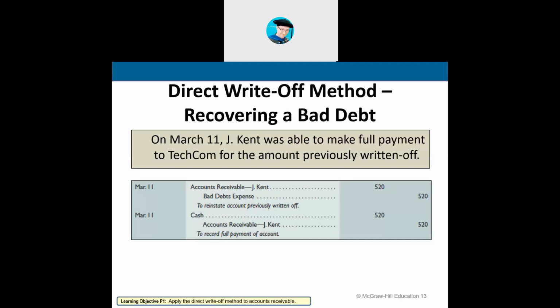Then we debit cash, $520. That's what Jay Kent's paying us. And then we credit the account receivable to reduce it, if you will, to record the payoff.